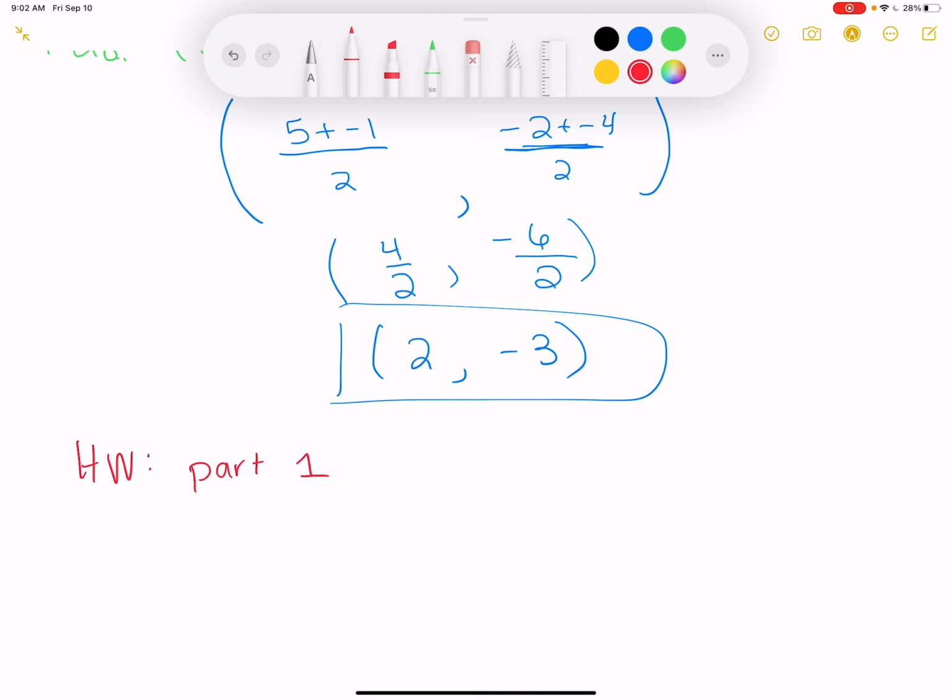I do my homework on separate sheets of paper. All right, so 1 through 13 odd, and then we're going to skip down and do 23 and 25. So again, this part is due Monday.